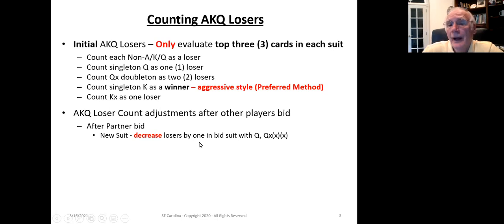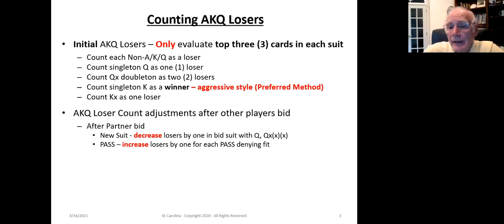So what you're going to do is decrease your loser count by 1 if you have the queen, or the queen-x, or the queen with two or three small cards. It centers around the queen. So if you've got the queen, decrease your number of losers by 1. Let's say you started out with 7 losers, make it 6.